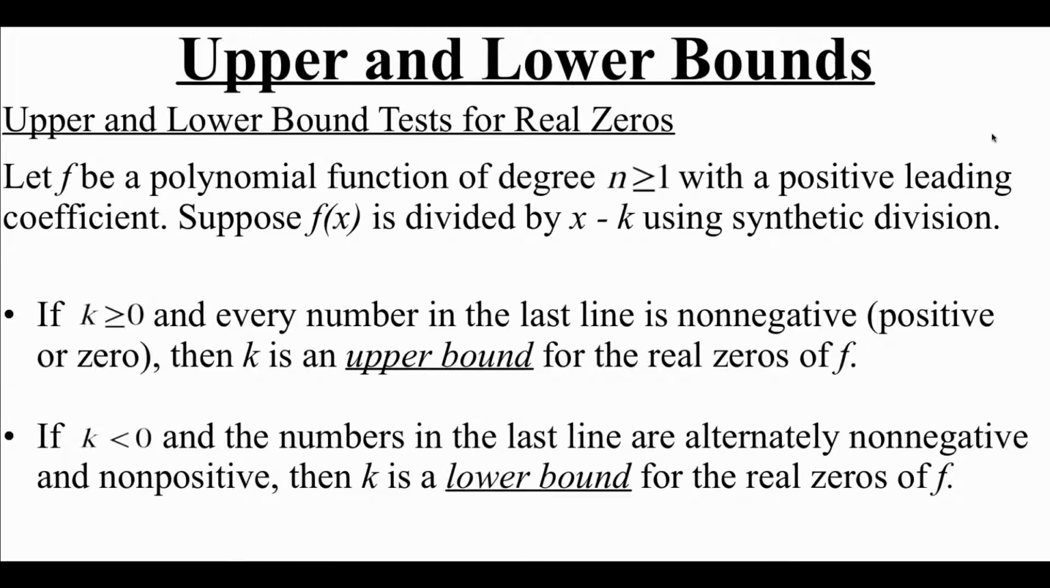If our k value is greater than or equal to 0, and every number that we get in the last line of our synthetic division is non-negative, meaning either positive or 0, then that k value that we were dividing by is an upper bound for the real zeros of our function f, meaning that our function won't have any zeros that are higher than that k value. But if that k value is negative, and all of the numbers in the last line alternate between being non-negative and non-positive, then our k value is a lower bound, meaning that we're not going to have any zeros that are lower than that specific k value.